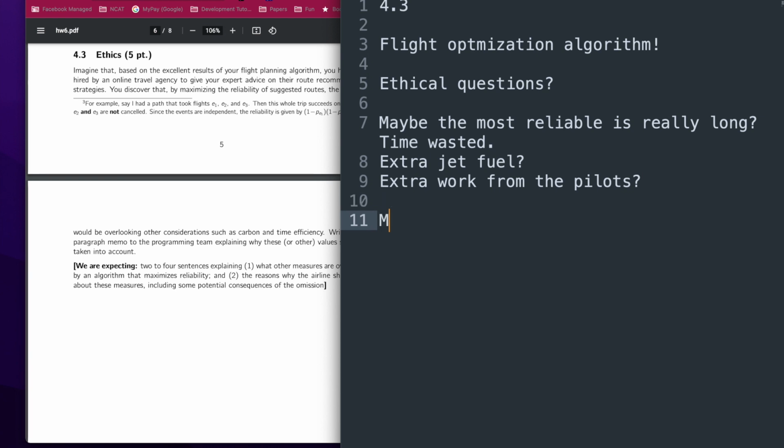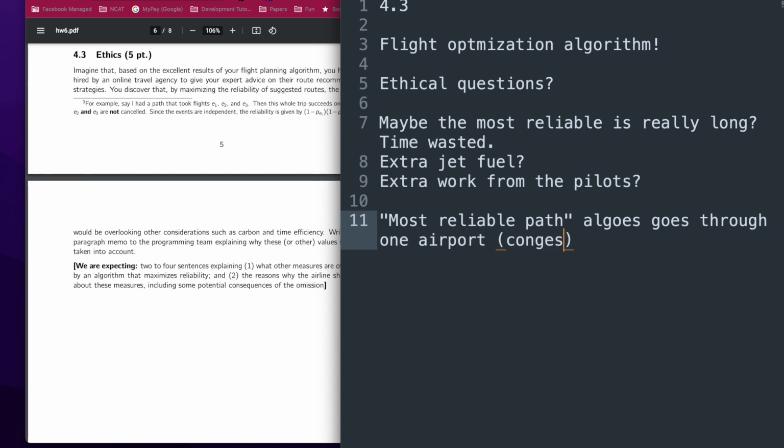Maybe the most reliable path always goes through one airport, right? So now that airport is going to be very congested. Maybe the most reliable path ends up going over Russia, right? And do you really want that, especially in the current climate?